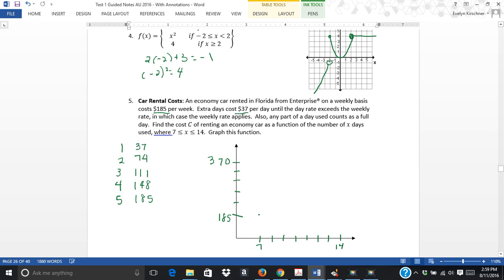So at day 7, it's actually the 7th day, it's 185 because that's how much it is, but now I have one more day than a week, so it's one more, and then it's one more, 2, 4, and then here's the 5th day, and it goes all the way out to 14.